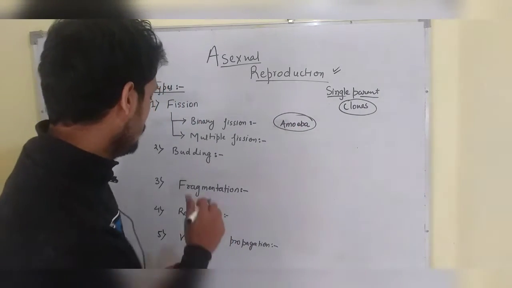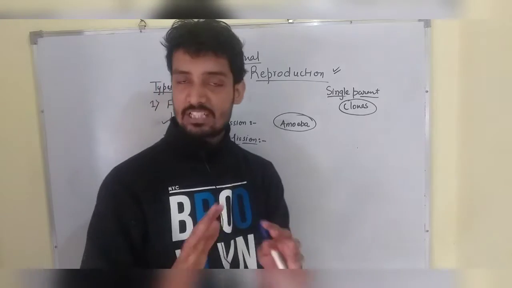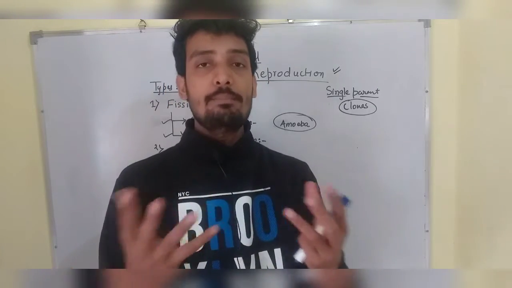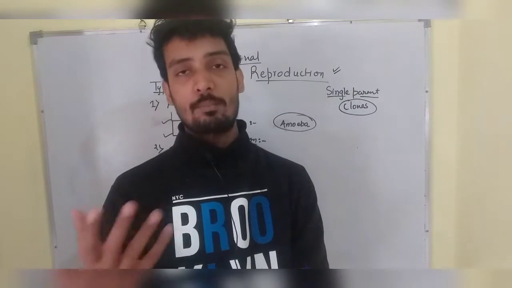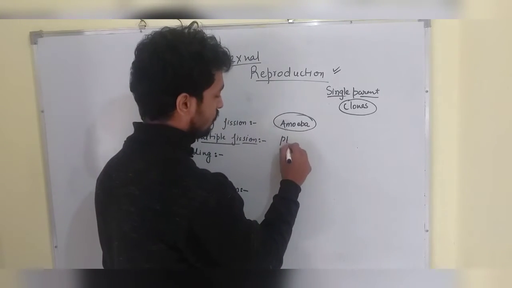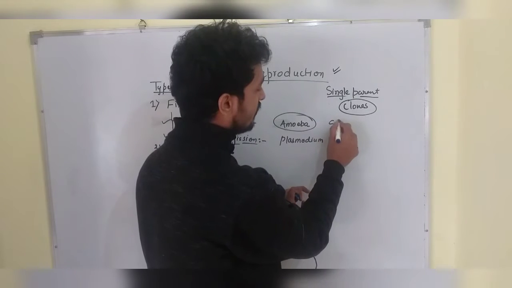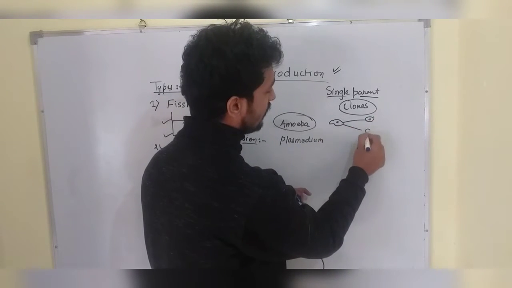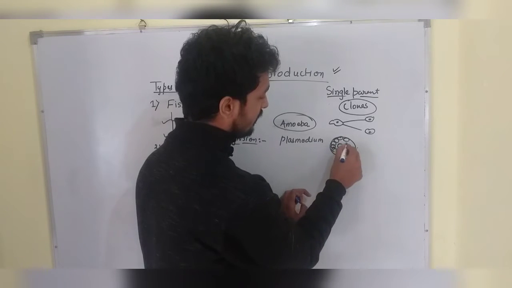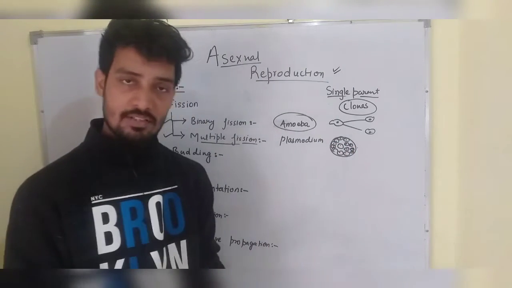Now the second type of fission is multiple fission. What is the meaning of multiple fission? The meaning is self-explanatory. A single organism or a single cell will divide into multiple cells or multiple organisms, and thus reproduction can happen through multiple fission. The example of multiple fission is plasmodium. In binary fission a single cell divides into 2 daughter cells, and in plasmodium a single cell will divide into multiple cells. This is called multiple fission.